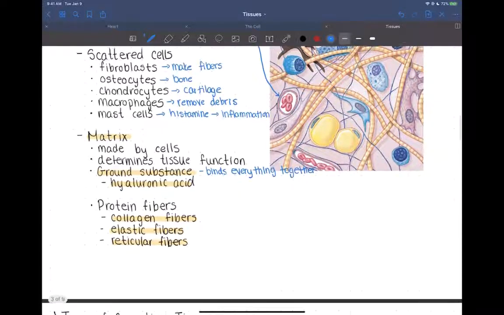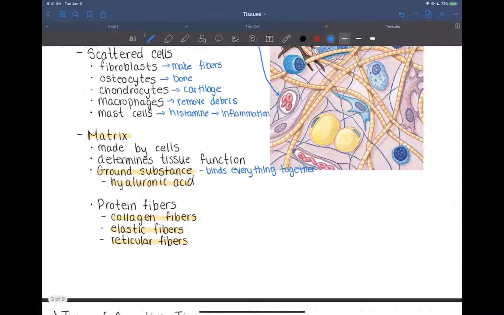One very common component of ground substance that we'll see is hyaluronic acid. So for a classical connective tissue, it would have hyaluronic acid. It has a consistency that's a lot like egg whites, raw egg whites.